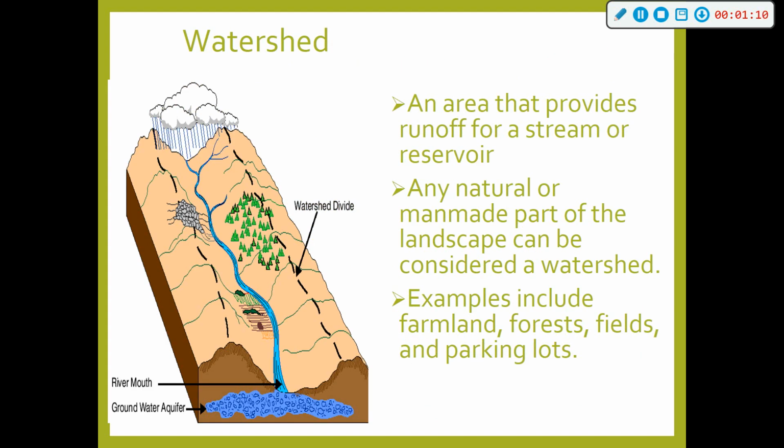So an area that provides runoff for a stream or reservoir is what a watershed is. Any natural or man-made part of the landscape can be considered a watershed. Examples include farmland, forests, fields, and parking lots. So say this is a farm right here, this little forest. Maybe there's a school right here. That's all a part of this watershed.